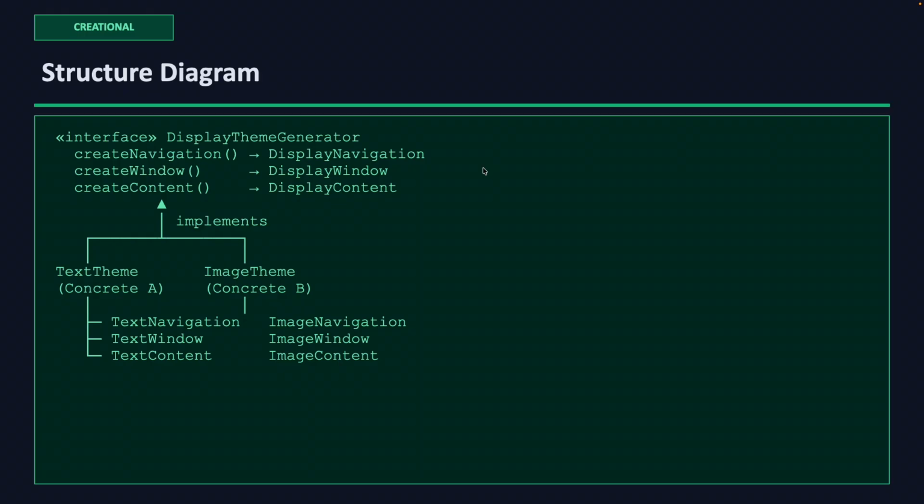The client only ever talks to the abstract factory interface and the abstract product interfaces. It never references the text theme class or the image navigation class directly. That's the entire mechanism. We have dependency inversion across a whole product family.